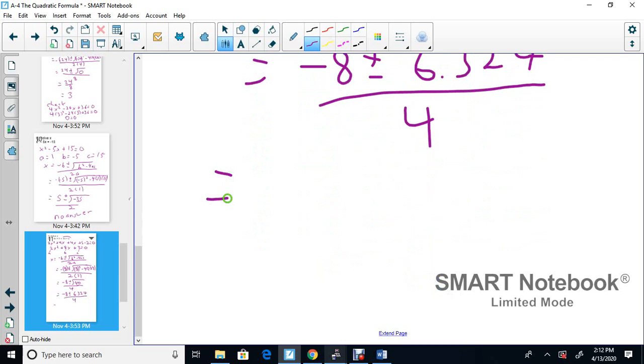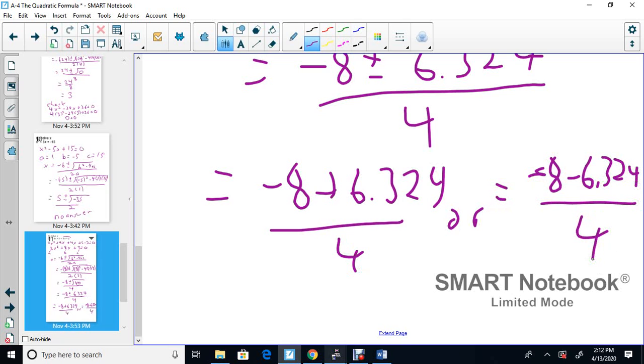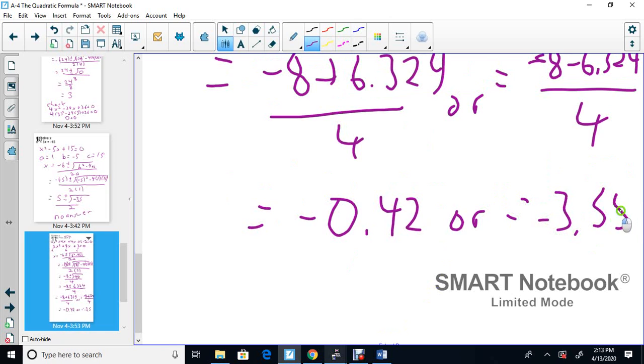So here I'm going to get negative 8 plus 6.324 over 4, or I get negative 8 minus 6.324 all over 4. Okay, and then I figure these out separately using my calculator, and I get this one to be negative 0.42, or this one to be negative 3.58.